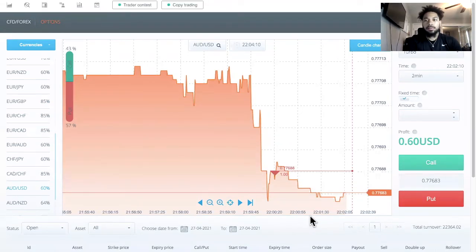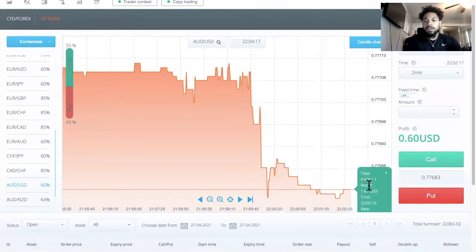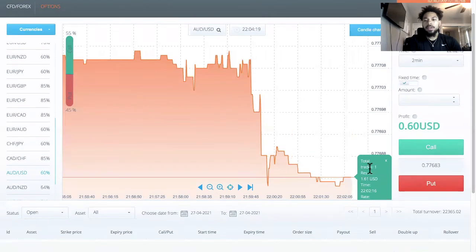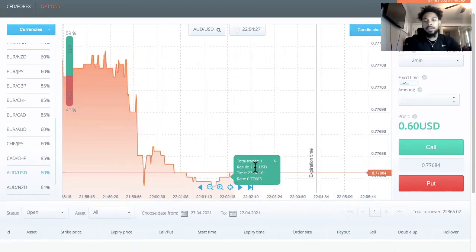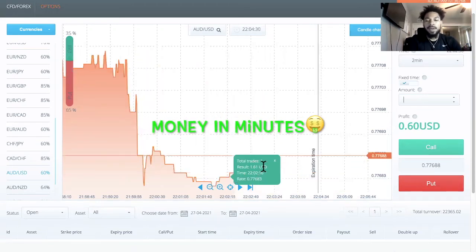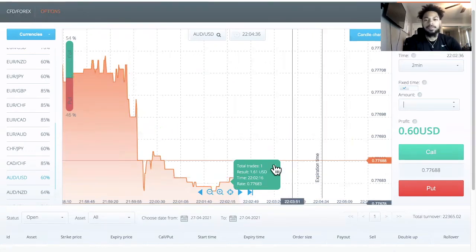All right, 5, 4, 3, 2, 1, and boom. So you'll see a green box pops up when you do win the trade, and instead of it saying $0, it's going to say result, the initial amount that you risked plus your profit. So it says $1.61. Okay, that went back to my balance. So since I lost that first trade, now I'm only down like 39 cents or so, 40 cents.